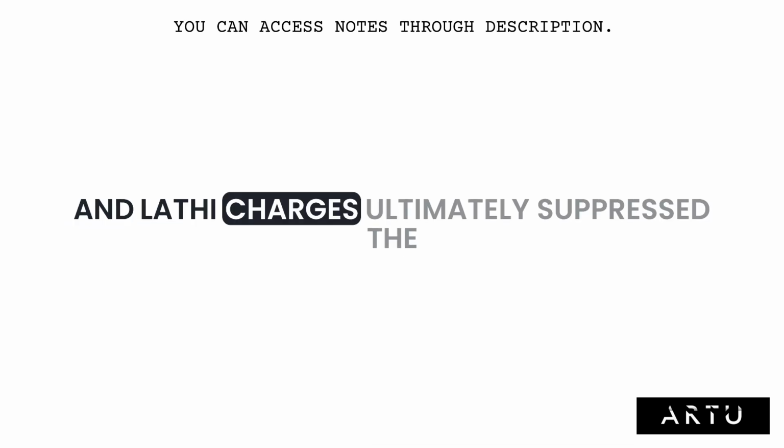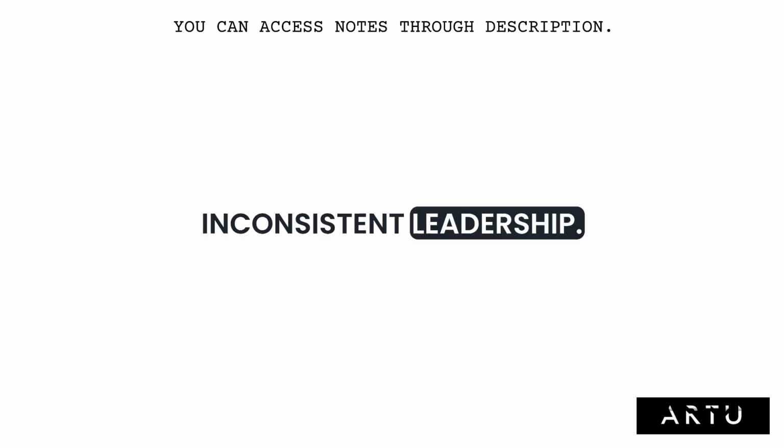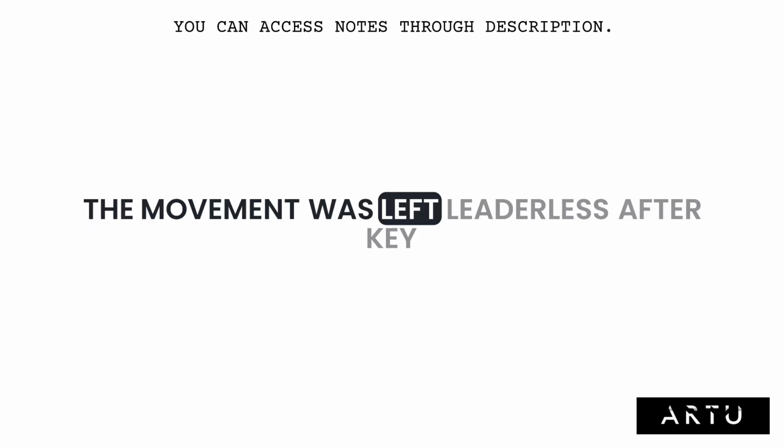Repression. The British government's brutal crackdown, including mass arrests, deportations, and lathi charges, ultimately suppressed the movement by 1908. Inconsistent leadership. The movement was left leaderless after key figures were arrested or deported.